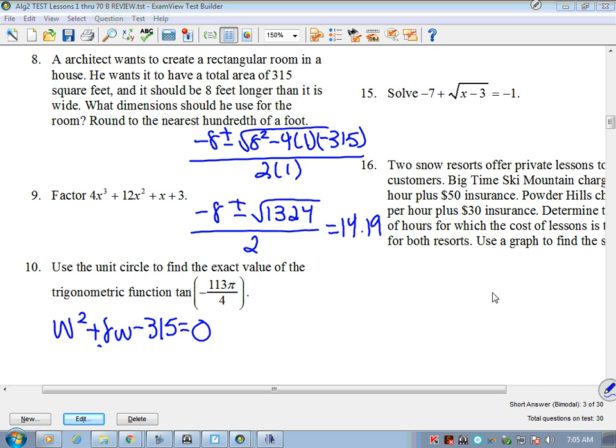negative number, and I'm going to divide it by 2, and I'm going to get a negative number. And the reason I'm not going to do that is because we're talking about dimensions of a room, and I'm not going to get negative dimensions. So 14.19 is my width.